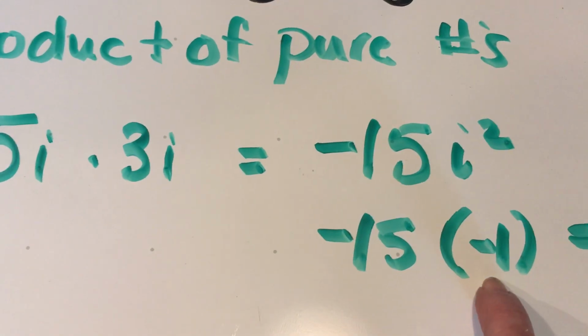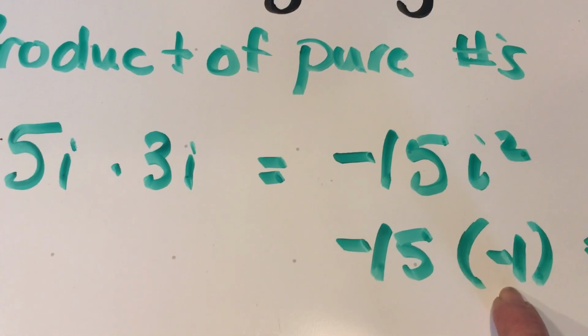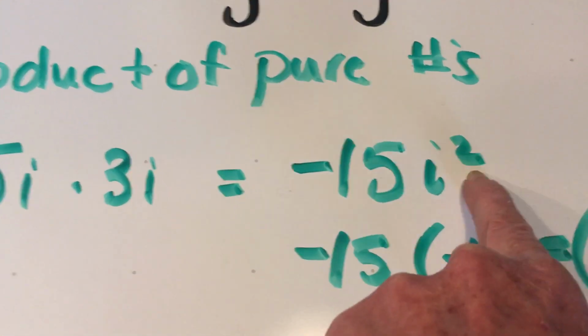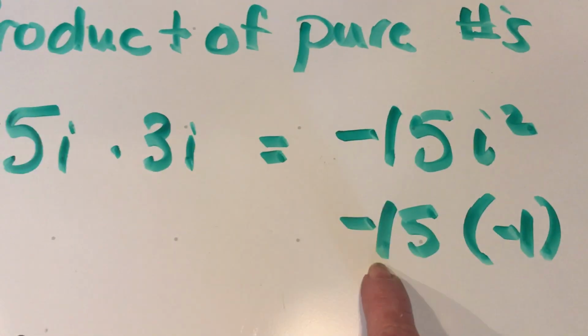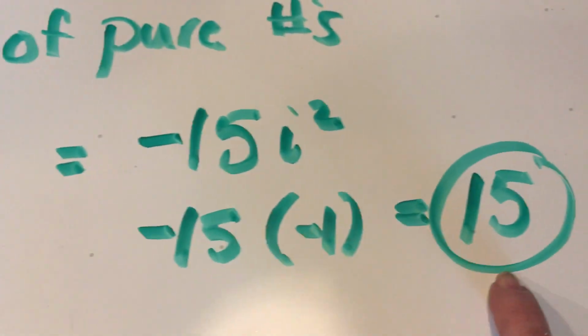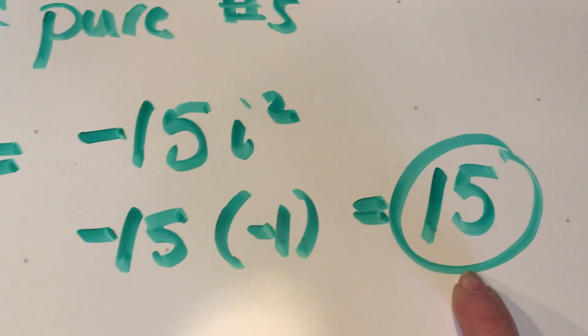I squared we know is the same thing as -1. And when we're not working with radicals, we can change our I squared back to a -1. So now we have a -1 times a -15, which gives us +15.